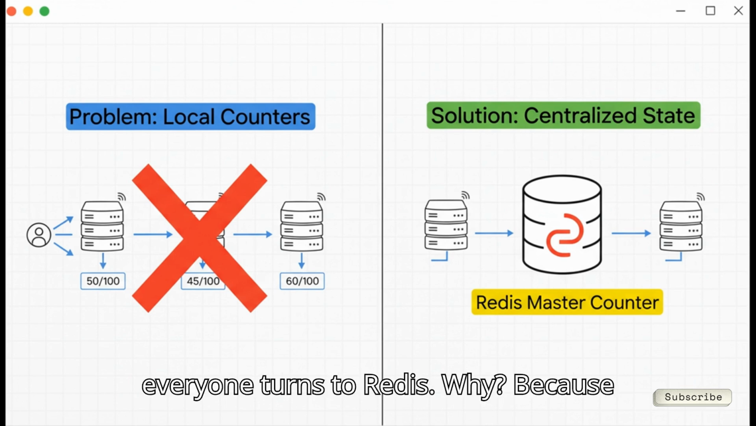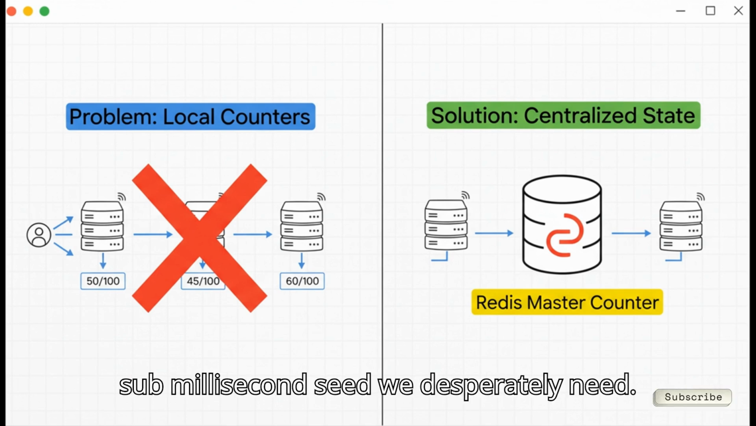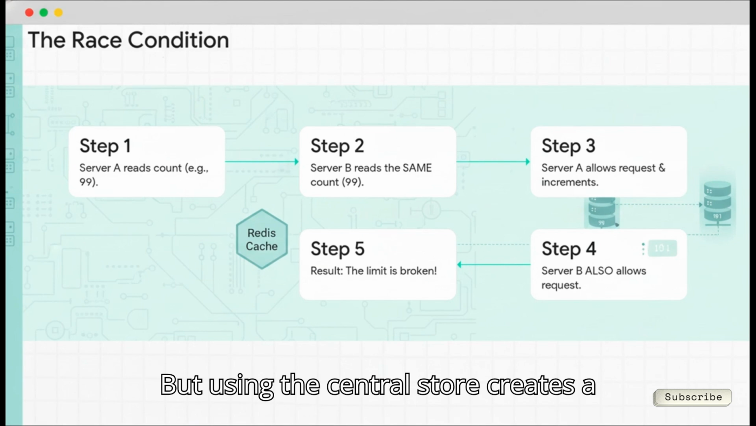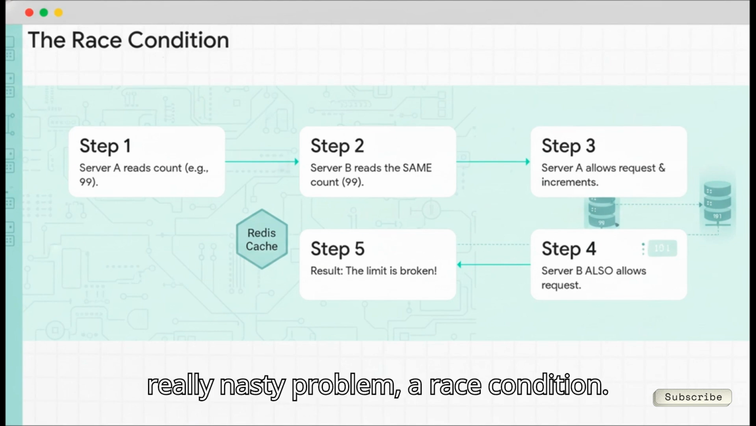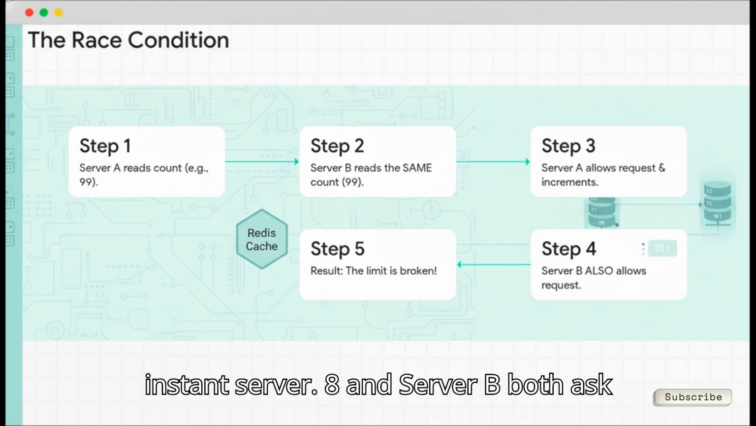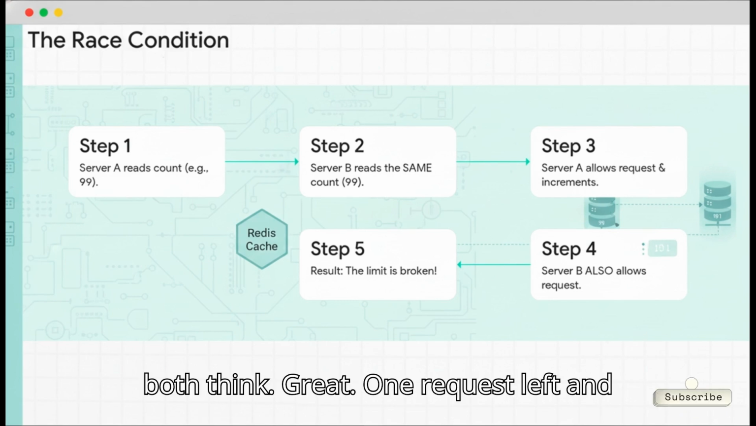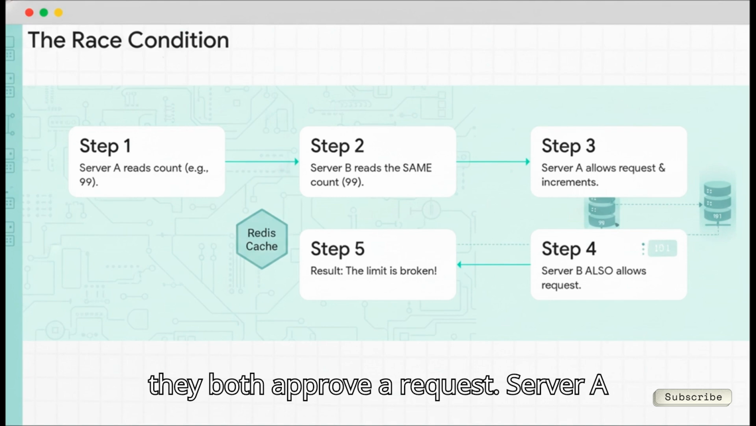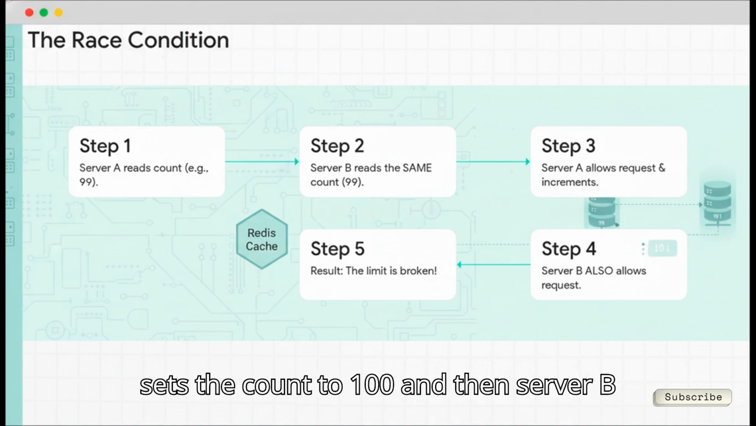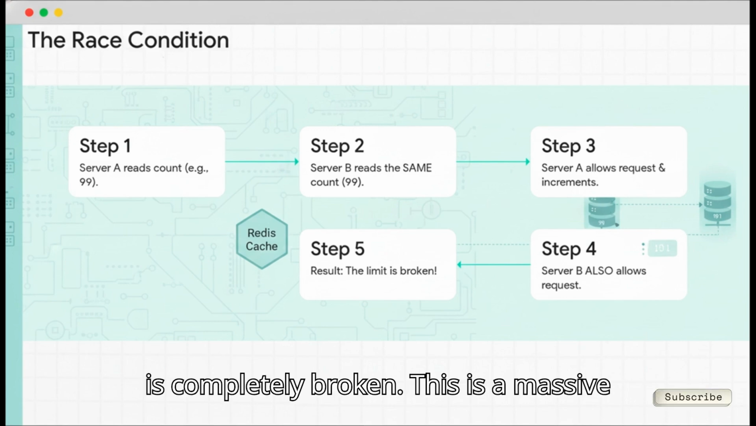Why? Because it's in memory, which means it has that sub-millisecond speed we desperately need. But using a central store creates a really nasty problem, a race condition. Just follow along here. At the exact same instant, server A and server B both ask Redis for the user's count. It's 99. They both think, great, one request left, and they both approve a request. Server A sets the count to 100, and then server B sets it to 101. Bam. Our limit of 100 is completely broken. This is a massive flaw.